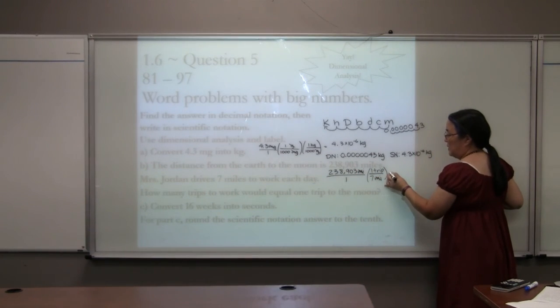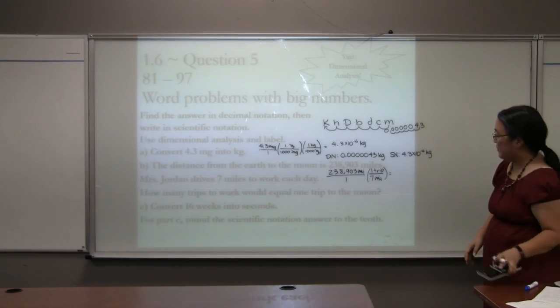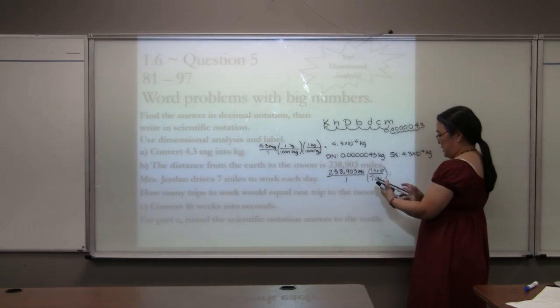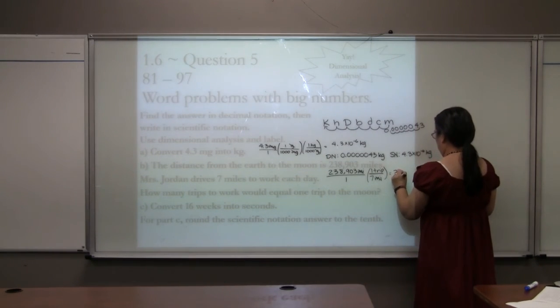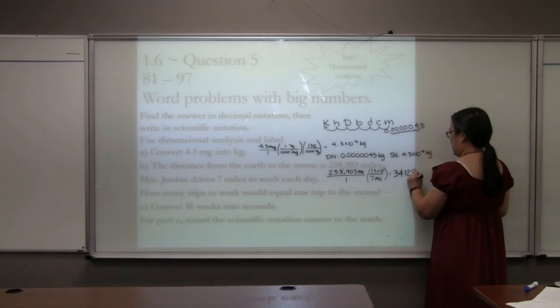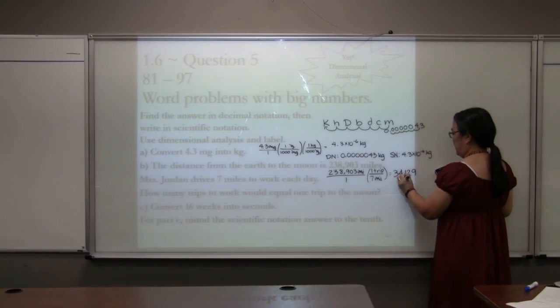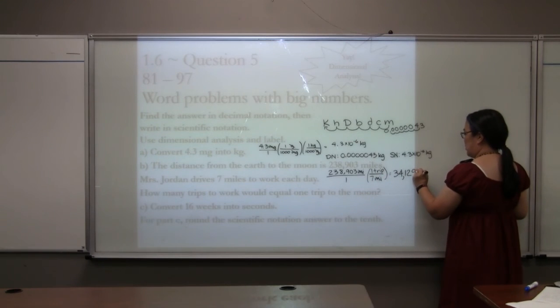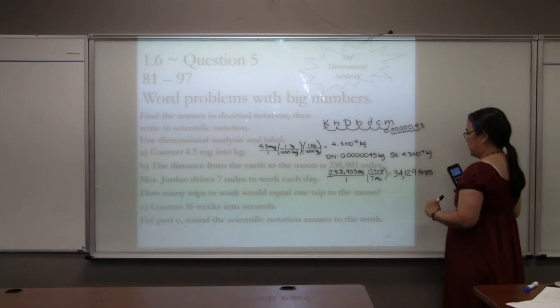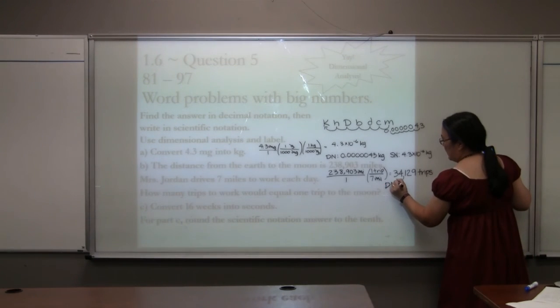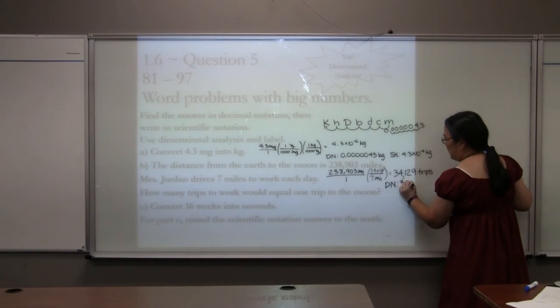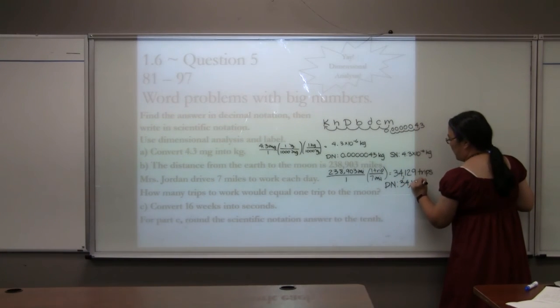These will cancel out, and we will get this number divided by that number. 238,903 divided by 7 is 34,129. It is appropriate to do commas. 34,129 trips, and the only label left is trip. In this case, probably trips for our English teachers. This is our decimal notation. And make sure that you label them both. Appropriate commas are good.